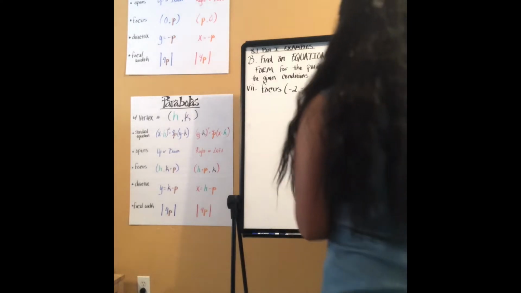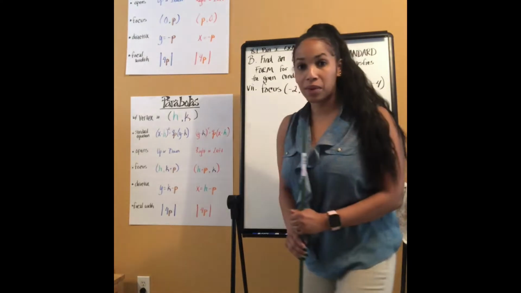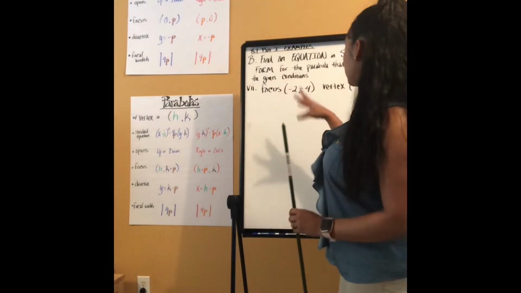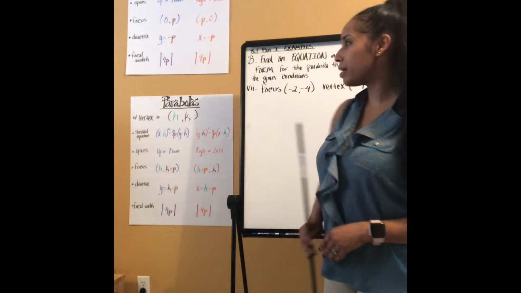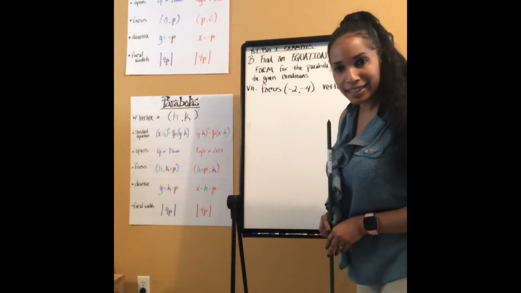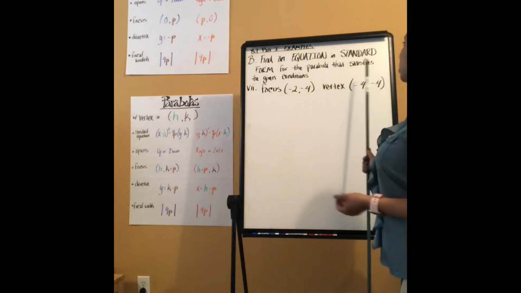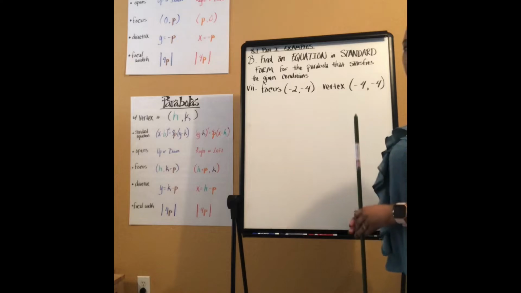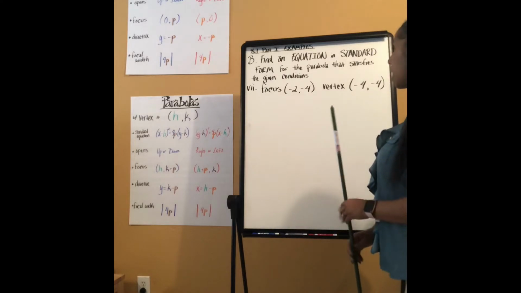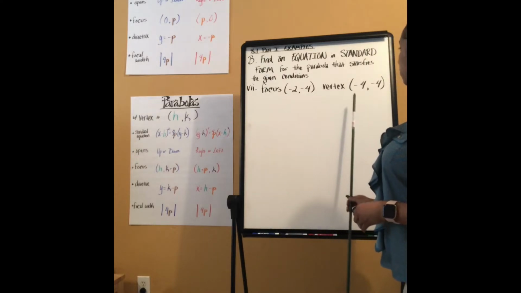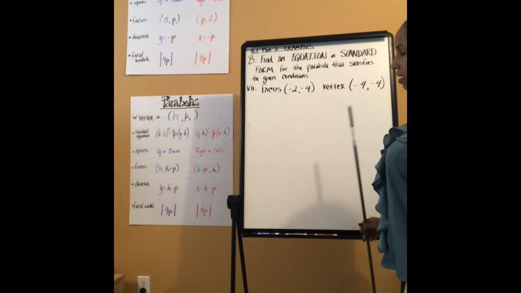All right, people. So we have done the simple ones on example B, and now we're going to delve into something a little bit deeper because this is pre-calculus and you can handle it. So it's still example B. I'm finding the equation in standard form for the parabola. The conditions have changed. I have a focus of (-2, -4) and a vertex of (-4, -4).